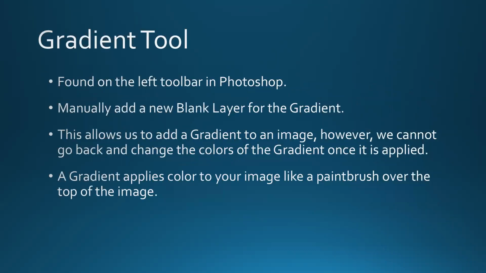So, first up, there is the gradient tool. This is the tool that's on the left toolbar in Photoshop. You would manually add a new blank layer to use the gradient, and this allows us to add a gradient to an image. However, we cannot go back and change the colors of the gradient once it's applied. You would have to delete the layer and start over again. A gradient applies color to your image like a paintbrush over the whole top of the image equally. So you're going to see that happen as I start to get into projects.